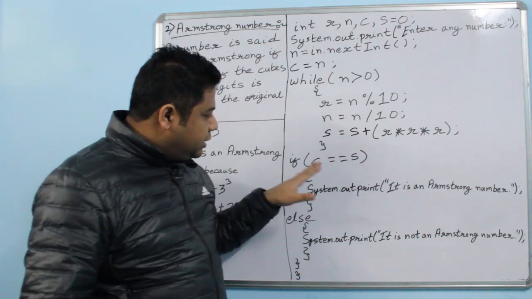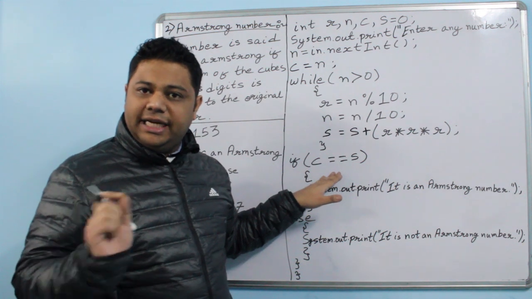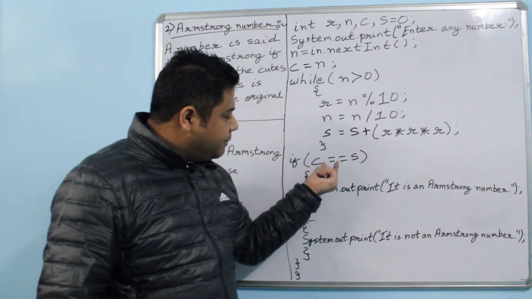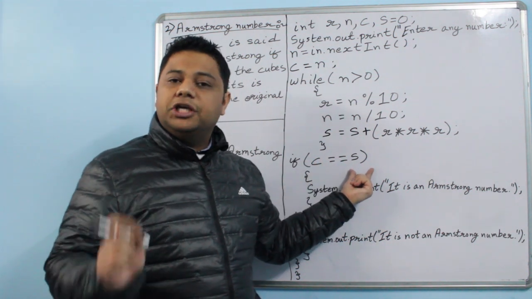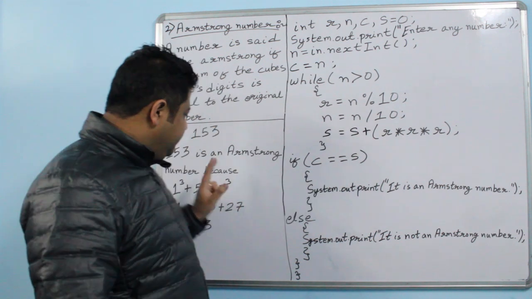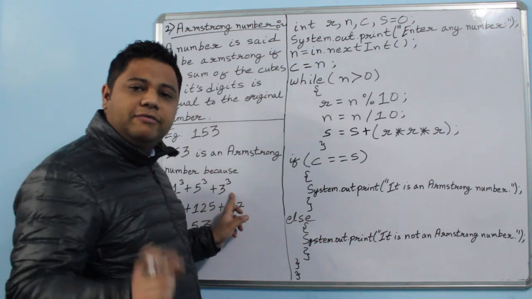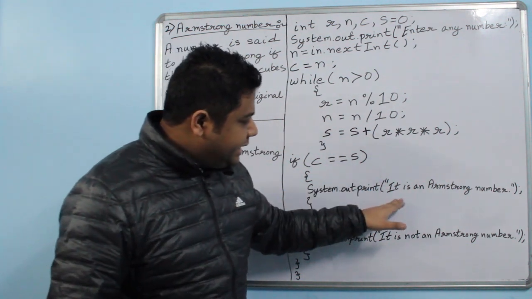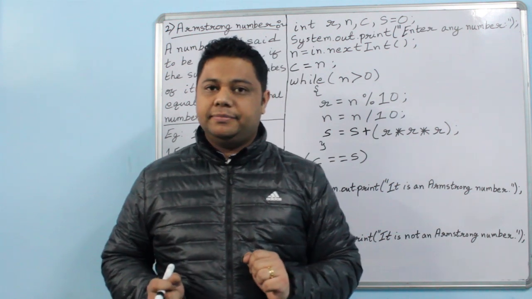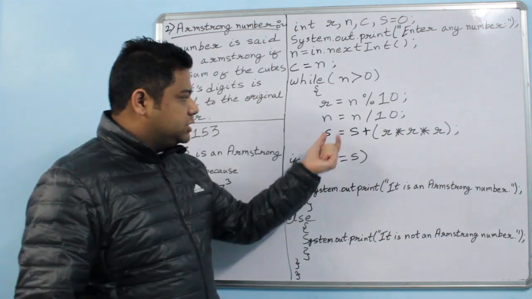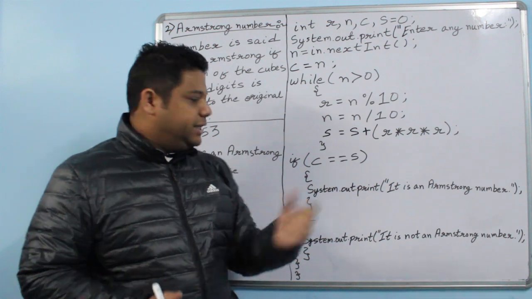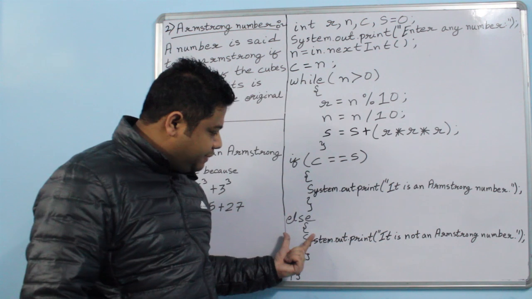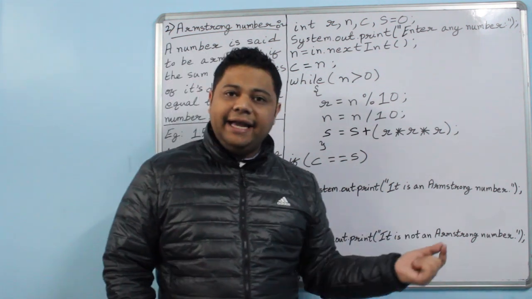So after the loop is over, now again we have to use the if-else statement. Over here, the copy means the number 153. If copy of the number is equal to the sum of the cube of the digits. So here copy is 153, sum of cube of digits is also 153. So the statement becomes true. True means it will display it is an Armstrong number. And suppose the sum of the digits is not equal to the number, then it will go to the else part. If this statement is false, it will go to the else part and display it is not an Armstrong number.